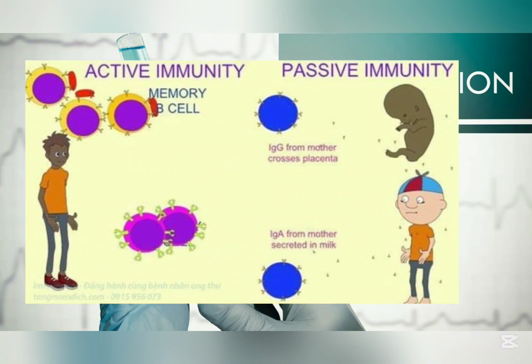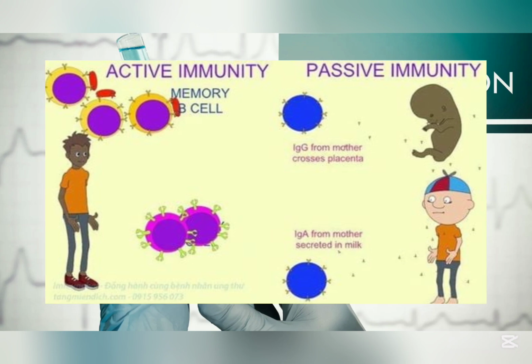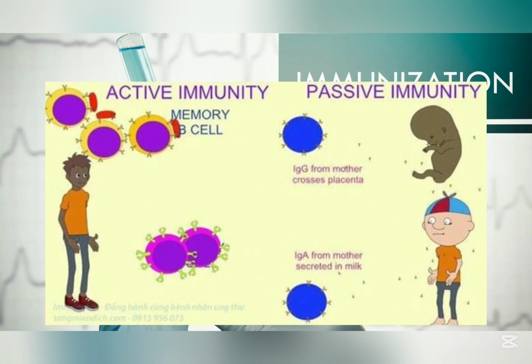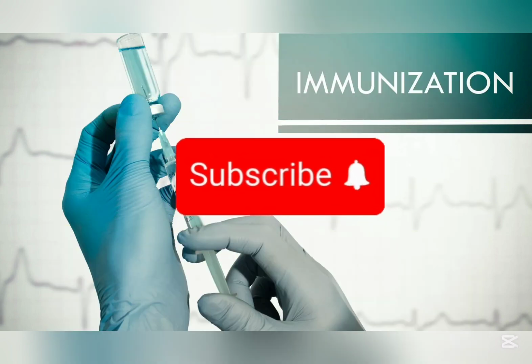chickenpox. But for passive, we have immunoglobulin injections, monoclonal antibodies, and maternal transfer of antibodies. Then for active, it stimulates the immune system to produce antibodies and memory cells. But for passive, it provides ready-made antibodies and no immune activation. That is all. Thank you.